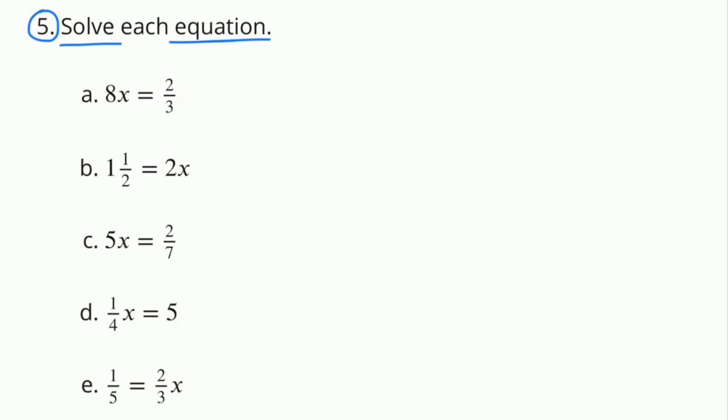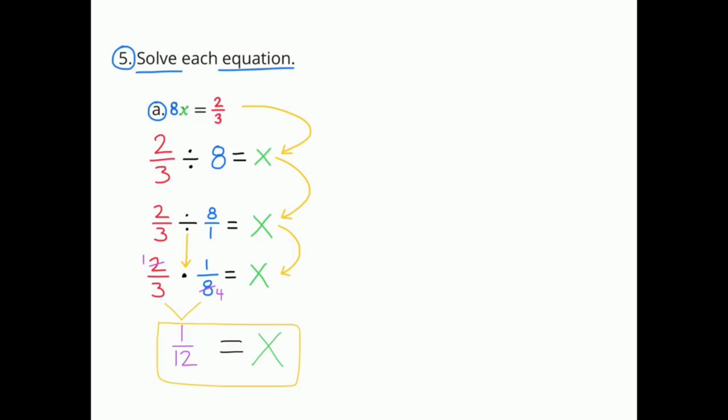Number 5. Solve each equation. A. 8x equals 2/3. That's the same as 8 times x equals 2/3. We need to solve for x. And in order to solve for x, we're going to divide 2/3 by 8. 2/3 divided by 8 will equal x. In order to do 2/3 divided by 8, we're going to multiply by the reciprocal of 8 over 1. 2/3 times 1 over 8 equals x. And 2/3 times 1/8 is 1/12. X equals 1/12.